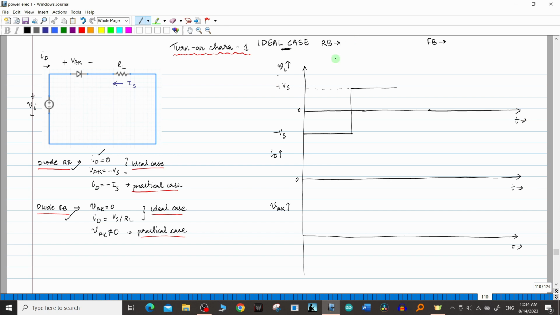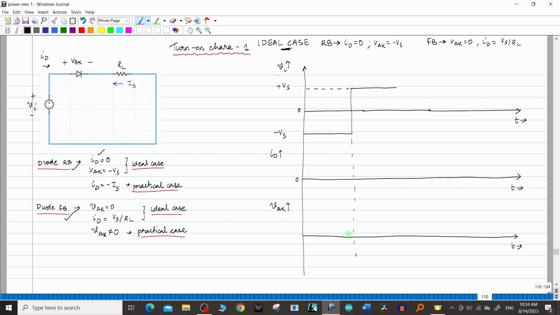Now in the reverse bias condition, the ID value will be equal to 0, right? ID value is equal to 0 and VAK value is equal to minus Vs. And in the forward bias condition, VAK value is equal to 0 or V forward will be equal to 0 and ID value will be equal to Vs divided by Rs. Okay, all these things we have already derived. So let's put it in the graph now.